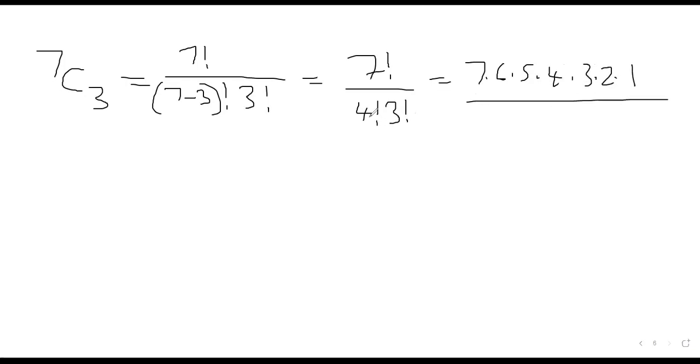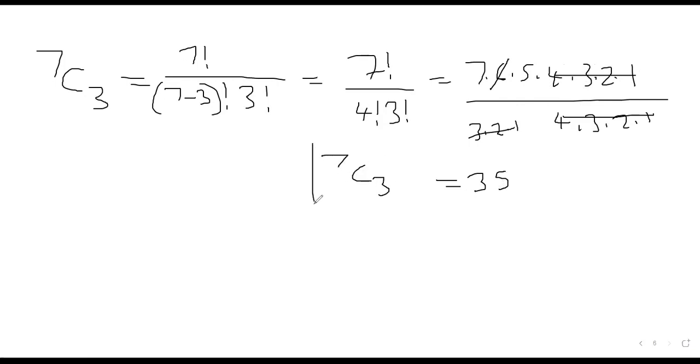Then here, you start with a bigger number, so that it's easy for you to cancel. 4 times 3 times 2 times 1. Then here, 3 times 2 times 1. This cancels with that. This cancels with that. So you're going to have 7 times 5, which is 35. So that is where our combination will be. 7 combination 3 will give us 35.